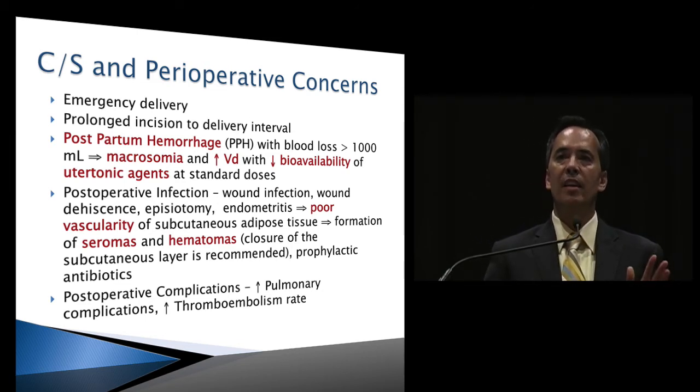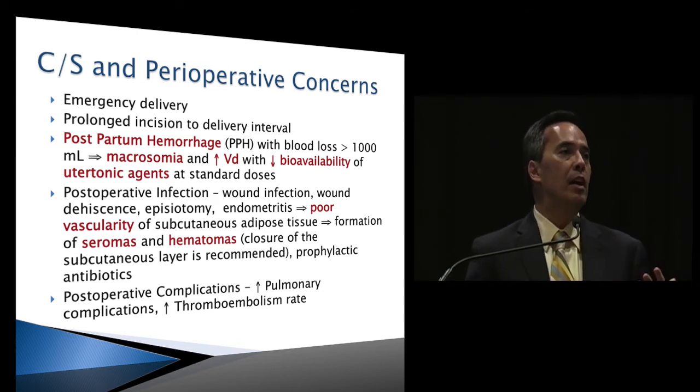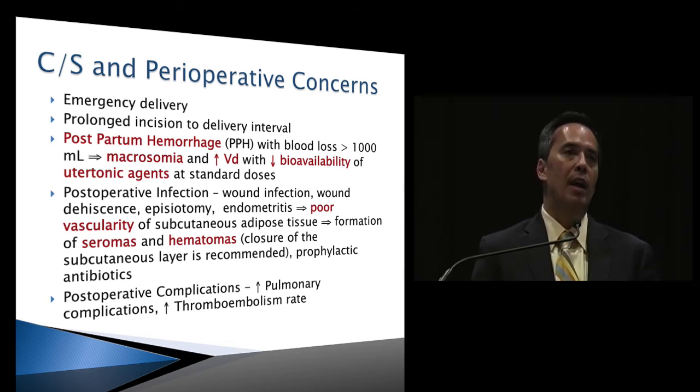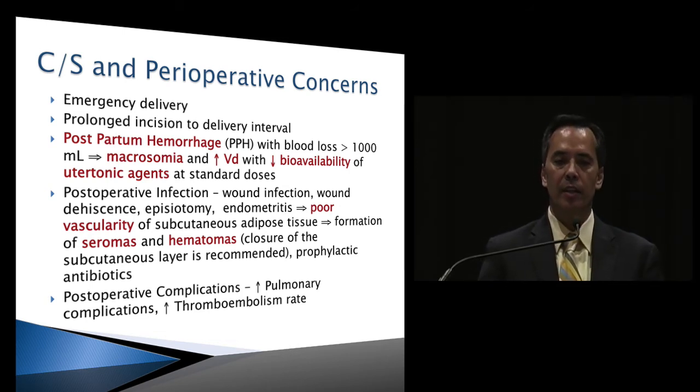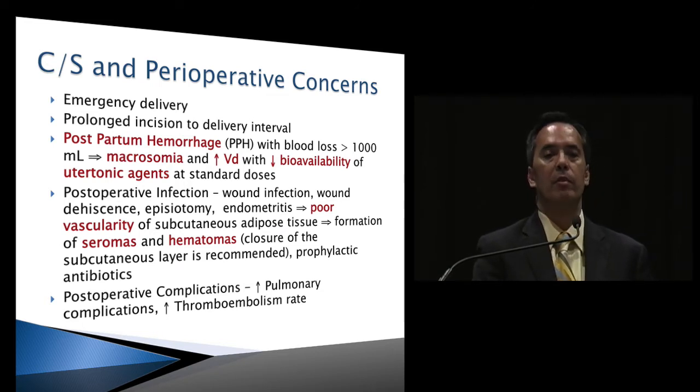One of the reasons they think is because there's poor vascularity in the adipose tissue. So because of that, you're more likely to have seromas and hematomas. So they do recommend that you close the subcutaneous layer in these patients. Also, postoperative complications such as pulmonary, and we also talked about clotting and the increase in thromboembolism rate.